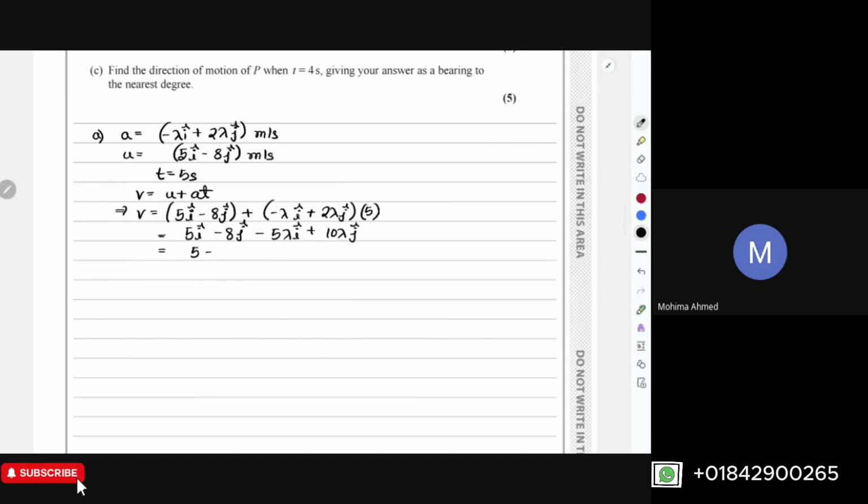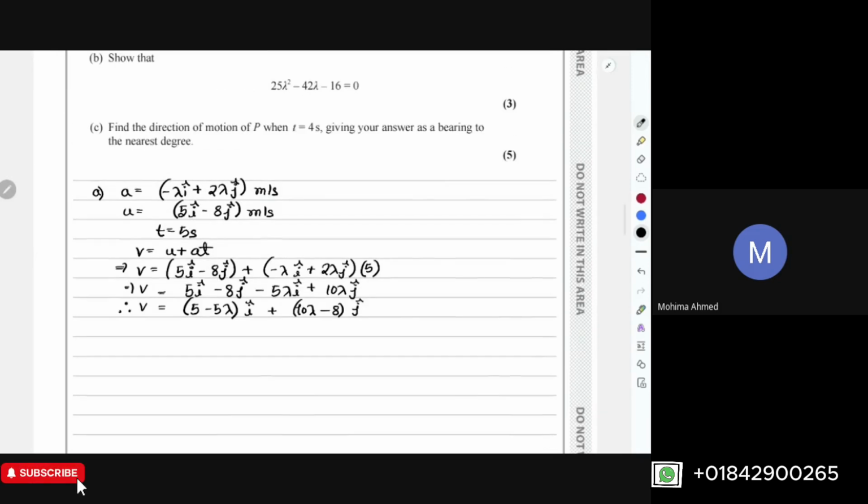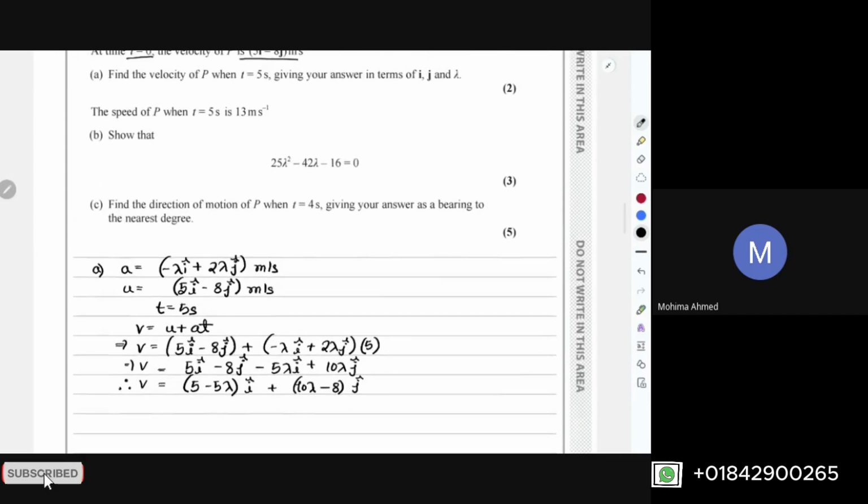So you can write 5 minus 5 lambda i. I cannot obviously further simplify it because of the lambda, but I can understand, okay, it's going to be 10 lambda minus 8 j, right? And this is your final answer. This is the velocity you are supposed to calculate. Any question from this part?